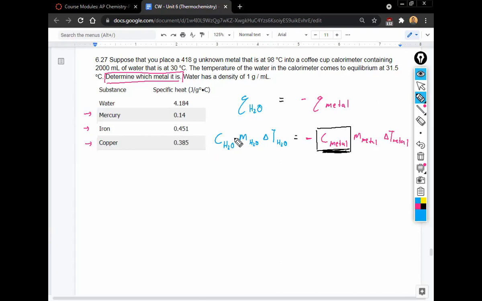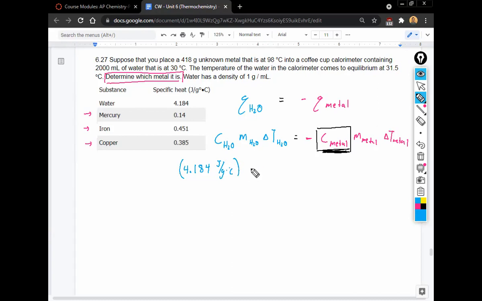All right, so let's do the specific heat of water. We all know what that is, right? What's the specific heat of water? Yeah, 4.18. So we'll do 4.18 joules per gram per degree Celsius. That's the specific heat of water.